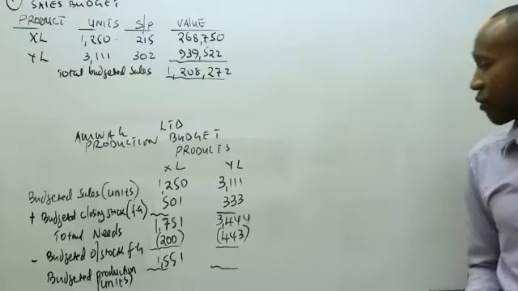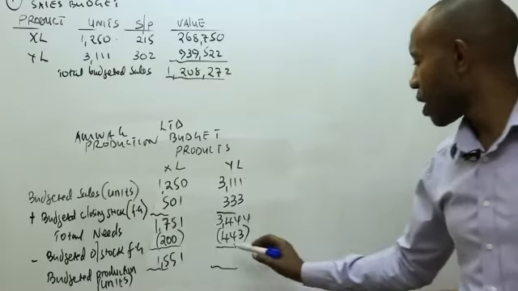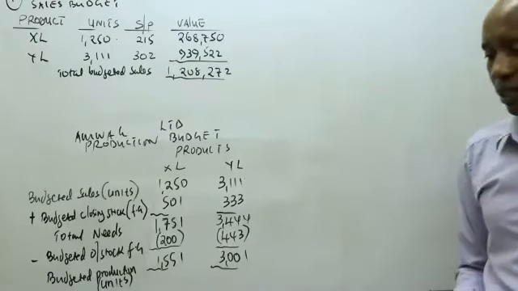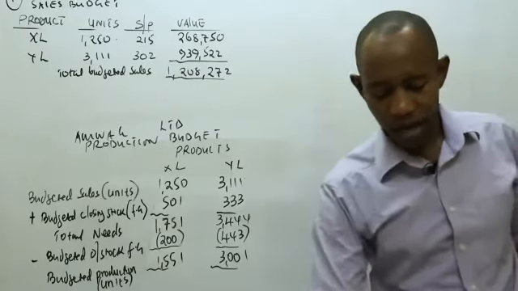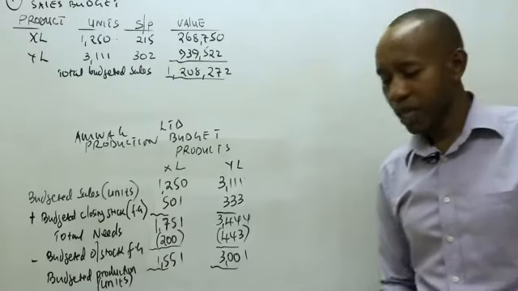What about for YL? YL will be 3001. Very good. Any question up to that point?